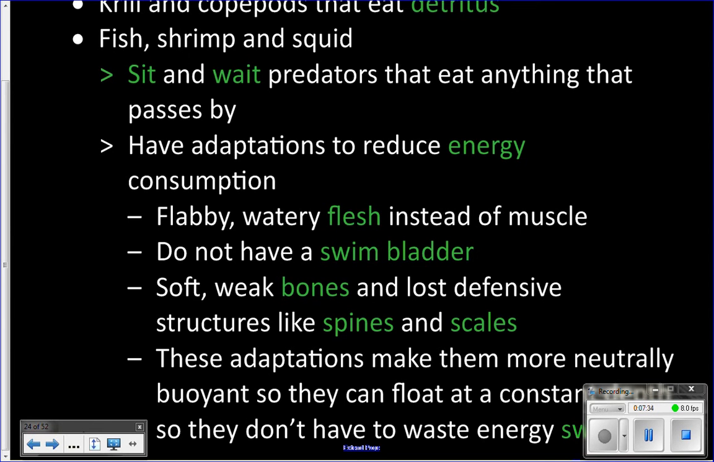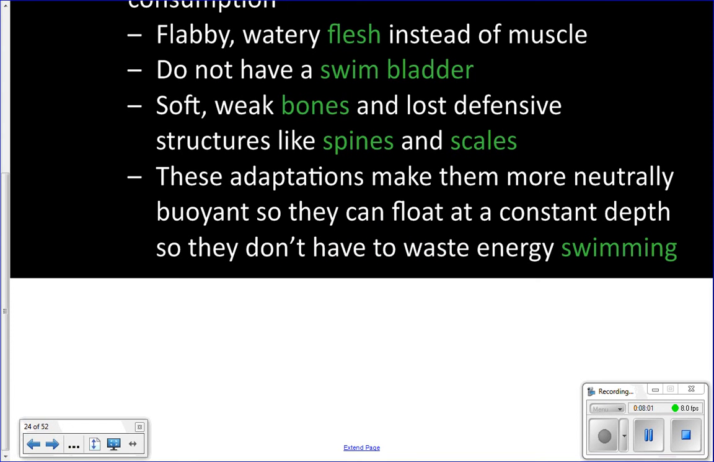That also means that because they don't have spines and defensive structures and they are neutrally buoyant, they don't need a swim bladder. Swim bladders take a lot of energy to maintain, to keep the right amount of air in there and adjust it and make sure it's just right. So that's too much energy. They're neutrally buoyant, they don't need it, they don't have it. Does that make sense? Okay. It's kind of weird. This last blank says swimming, if you can tell.